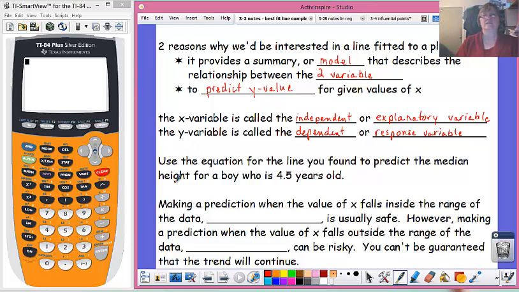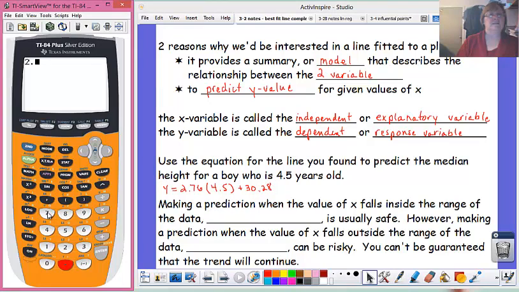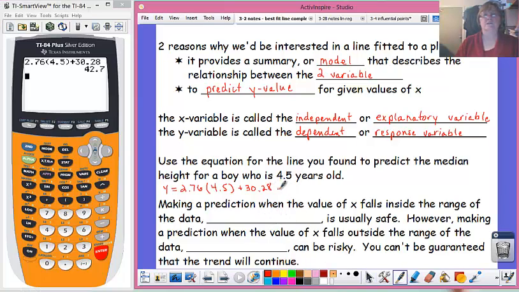We're to use our equation. It says to predict the median height for a boy who's 4.5 years old. Well, that would just mean using our equation with an x, or a boy's age, of 4.5 years old. So doing that arithmetic, 2.76 times 4.5 plus 30.28, our line would predict a height of about 42.7 inches for this child.